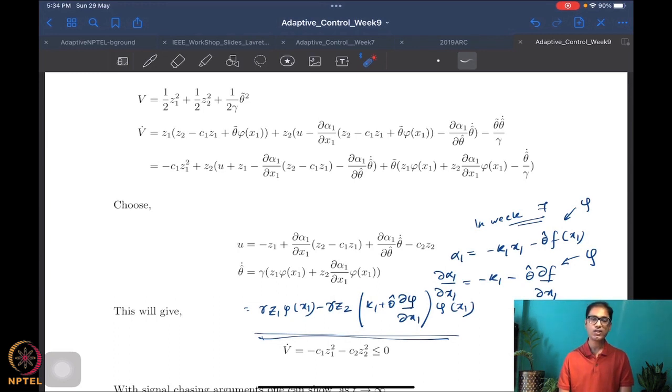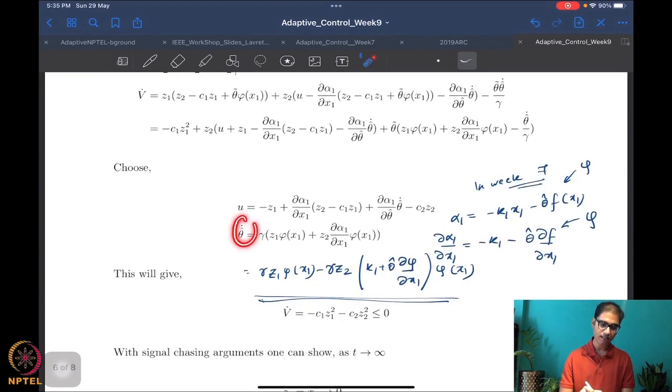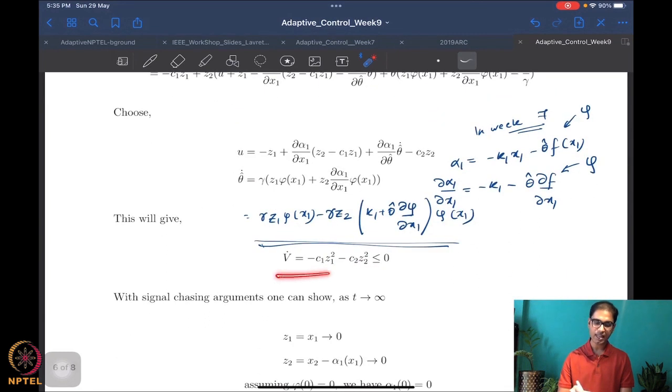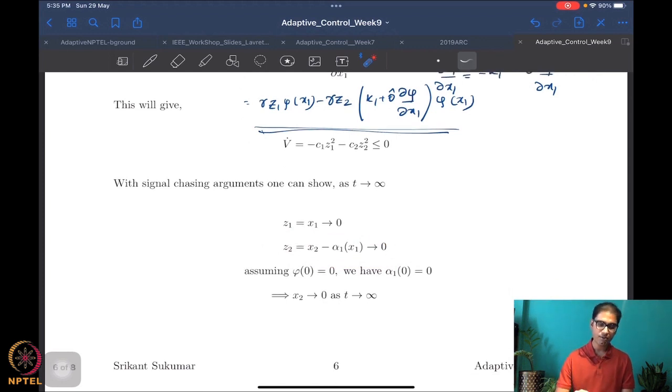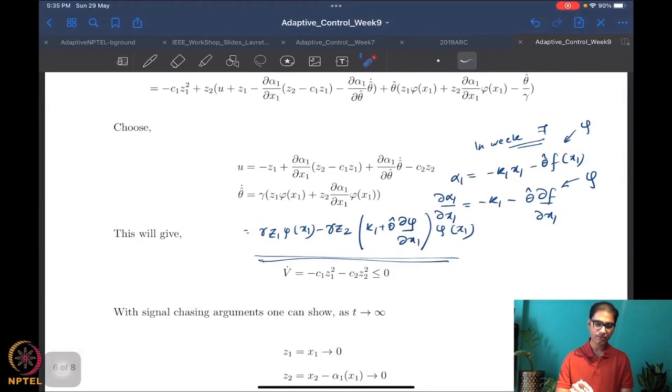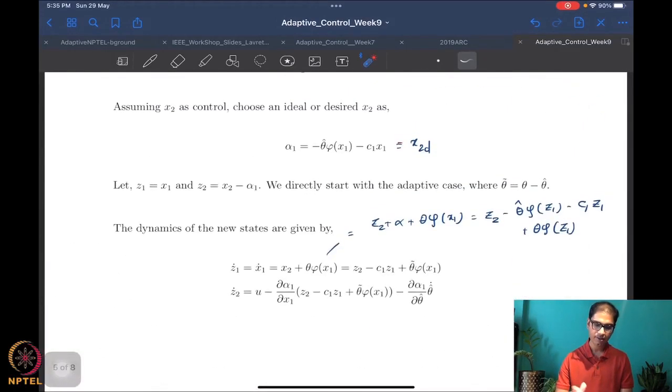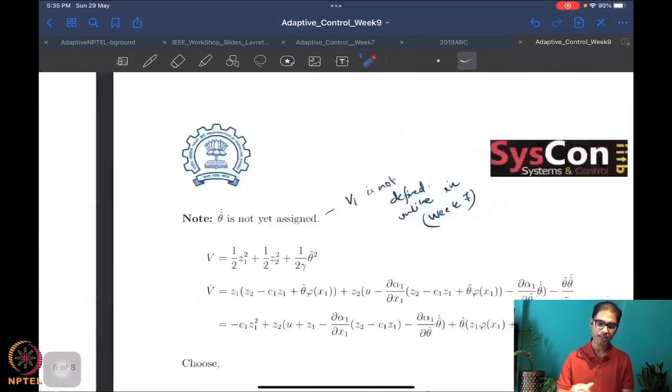All right. So once we have actually implemented this theta cap dot and this u, what we have is a nice negative term here and a nice negative term from the second piece, and this goes to zero. So I have a nice negative semi-definite v dot, just like you expect in all adaptive control. And from standard signal chasing arguments, you can show that z1, that is x1, goes to zero, and z2, the backstepping error, also goes to zero. And if you remember, what is alpha 1? Alpha 1 is again this guy, theta hat phi x1 minus c1 x1.